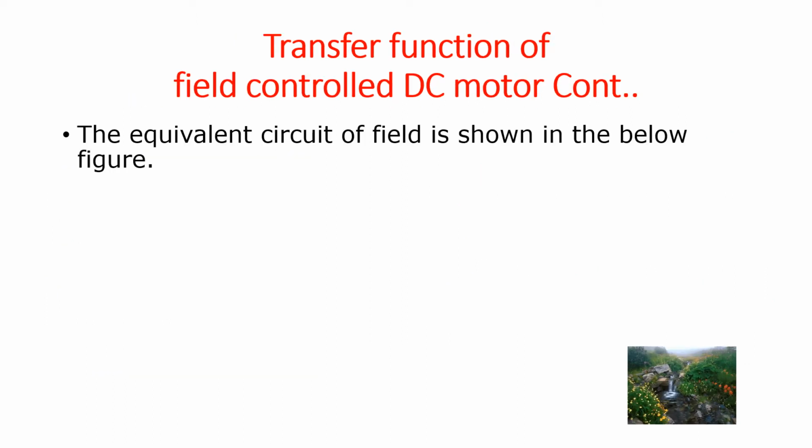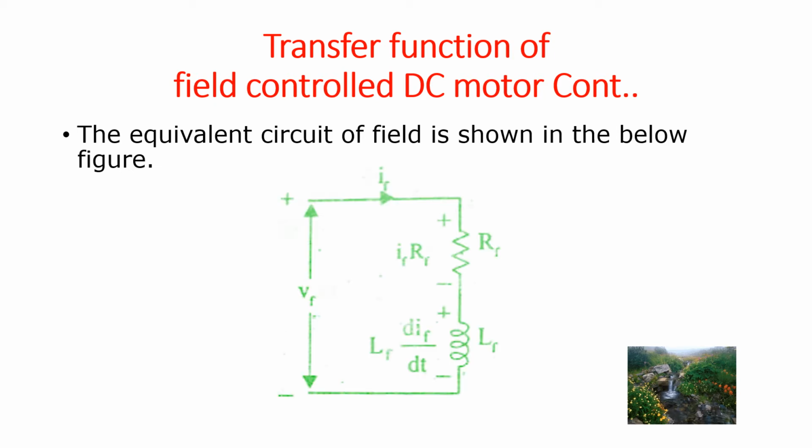The equivalent circuit of the field is shown in the below figure. The field is applied by a voltage V_f. Because of the applied voltage, current I_f is flowing through the resistance R_f and inductance L_f. The voltage drop across the resistance is I_f times R_f. Similarly, the voltage drop across the inductance is L_f dI_f by dt.